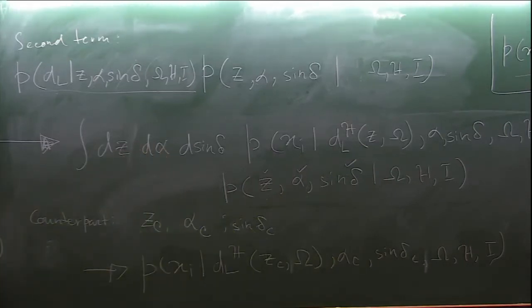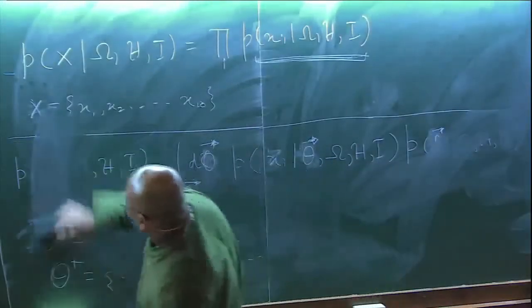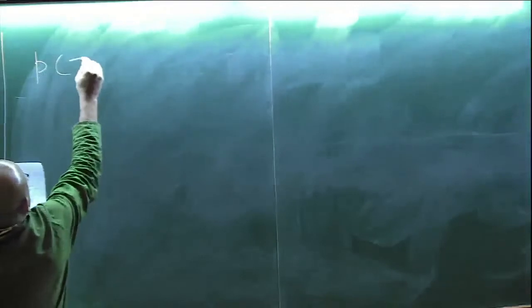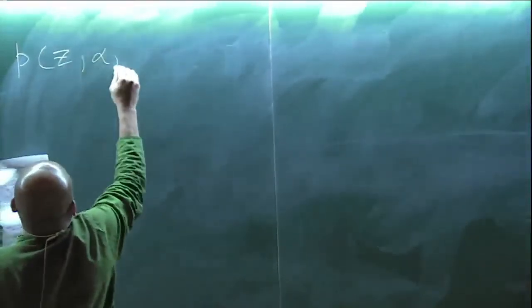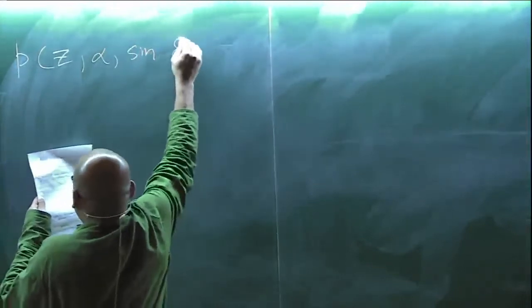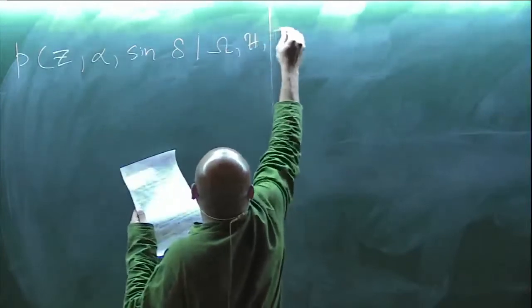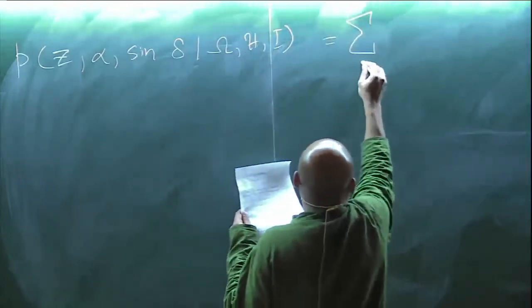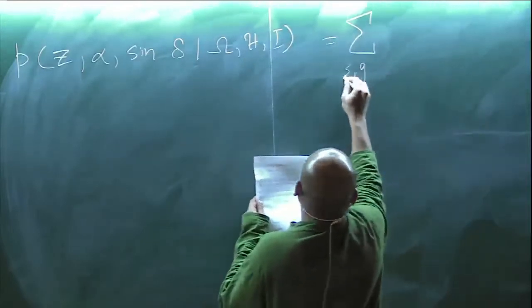With a galaxy catalog, or a set of counterparts, let's say we do not have a uniquely identified host galaxy, but a set of possible host galaxies. Then that particular probability density, P of Z, alpha, sine of delta given omega, H, I, is now a sum over all the possible host galaxies. G stands for galaxy over here, and this is a set of host galaxies.